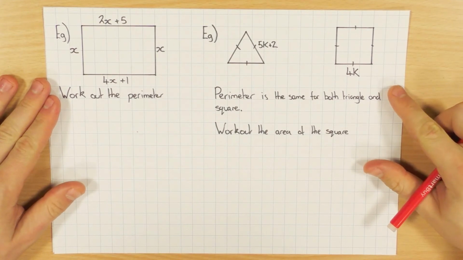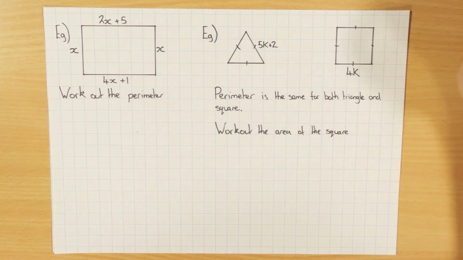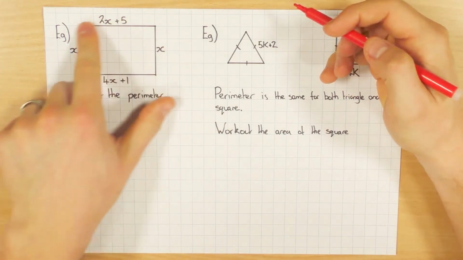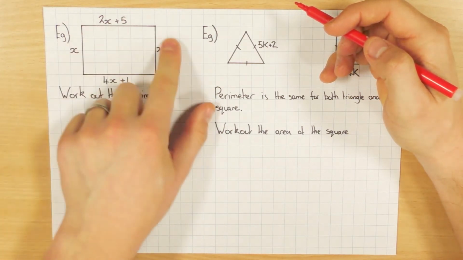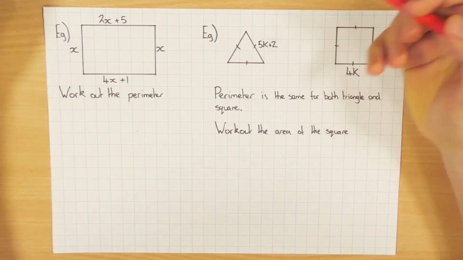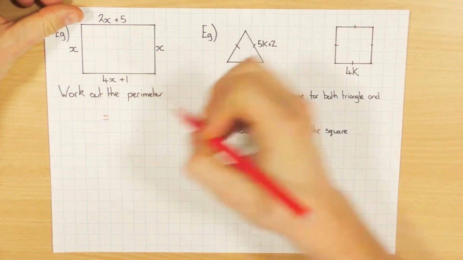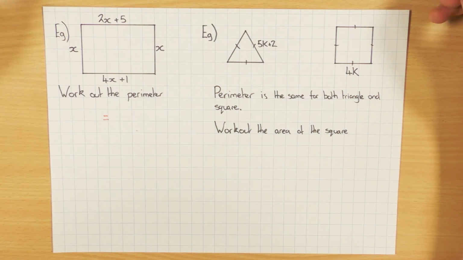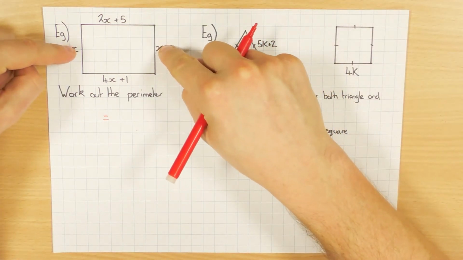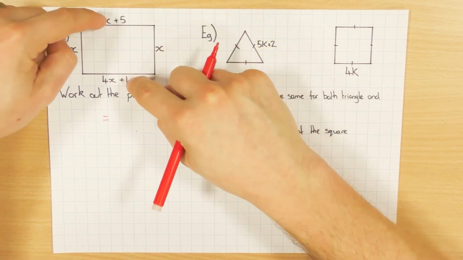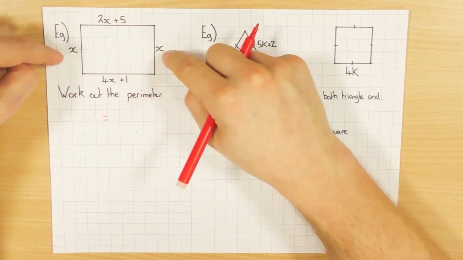So this next one here is based on a rectangle, but they could also do something similar with an isosceles triangle. Because in this one, it gives us a shape, well, rectangle, and it gives us some lengths around the side, and it says work out the perimeter, but it doesn't actually tell us what the total perimeter is. So how do we form an equation?